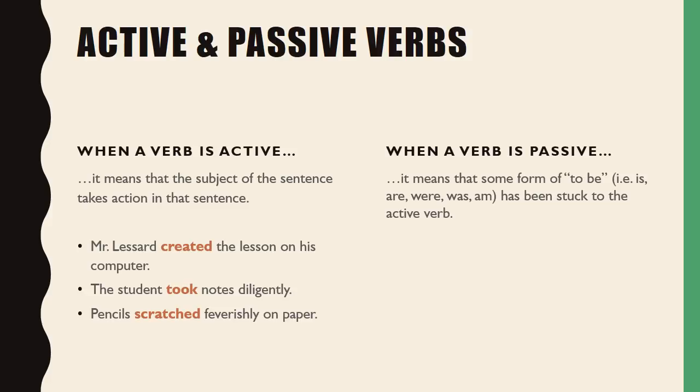So the first example, if we were to write it in passive voice, might look something like this. The lesson was created by Mr. Lassard. Now, that sentence is fine, but it has this extra verb attached to it. So the verb becomes was, and then we have this kind of secondary verb created there. It also switches the subject. So in this case, instead of the subject being Mr. Lassard, the subject becomes the lesson.